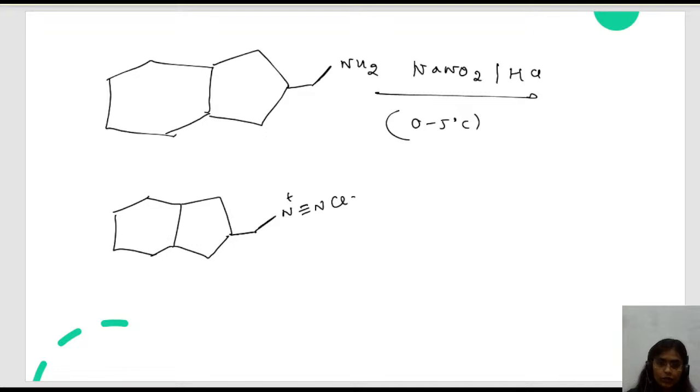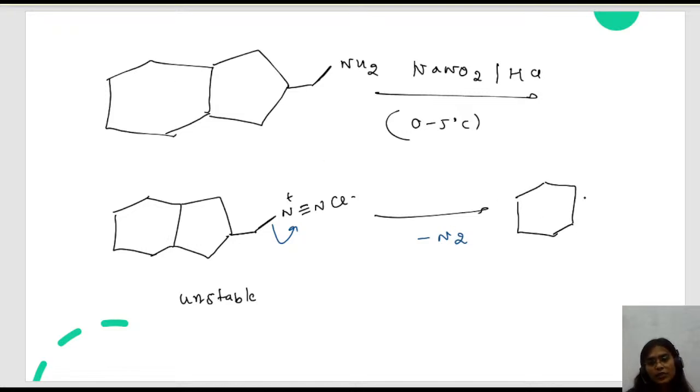And again, it is not stable. This is very much unstable because it's aliphatic here. Then what is going to happen? The nitrogen is going to leave. Chlorine is just a counter ion. So N2 gas is released here. So we get a six member ring, and then a five member ring that is positively charged.